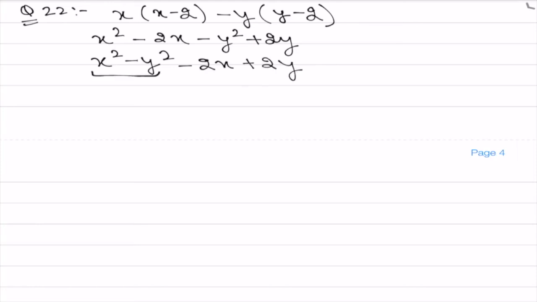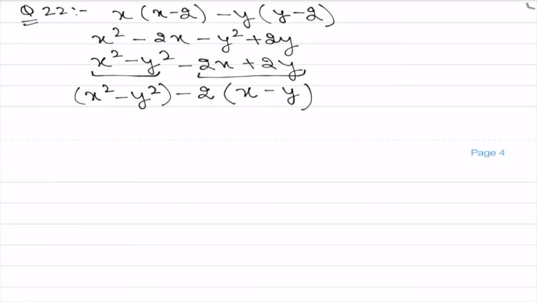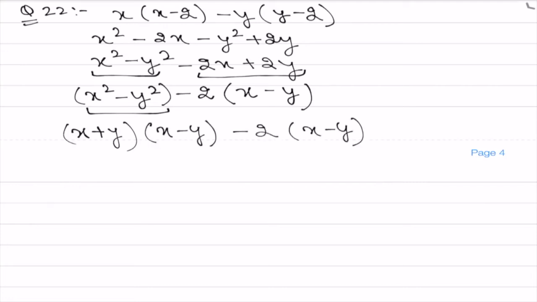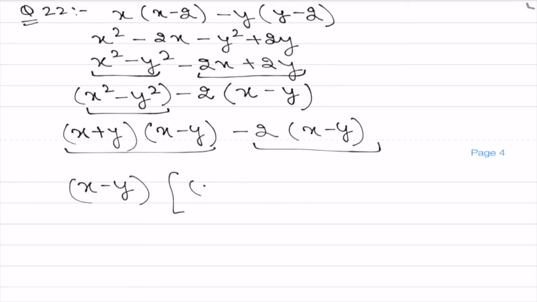Now we will see in the first two and the last two. First two, nothing is common, so it will remain as x square minus y square. In the last two terms, 2 is common. When 2 has been taken out common, it's left with x minus y. First term, again we will use a formula, x plus y into x minus y minus 2 into x minus y. So, again we will see in both the terms x minus y is common. So, what is left? x plus y minus 2.